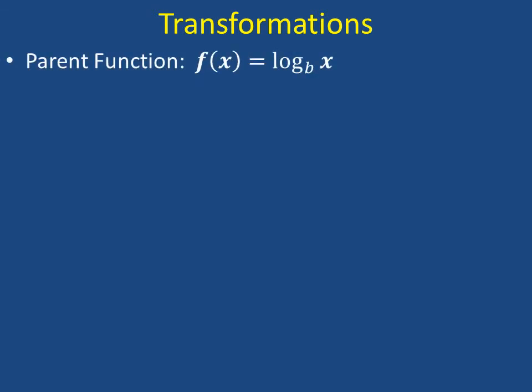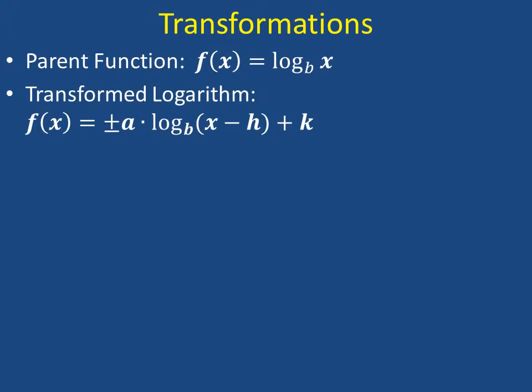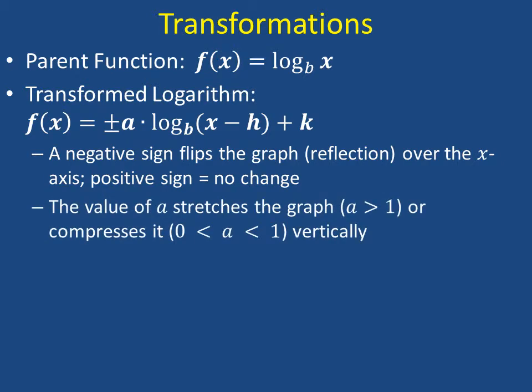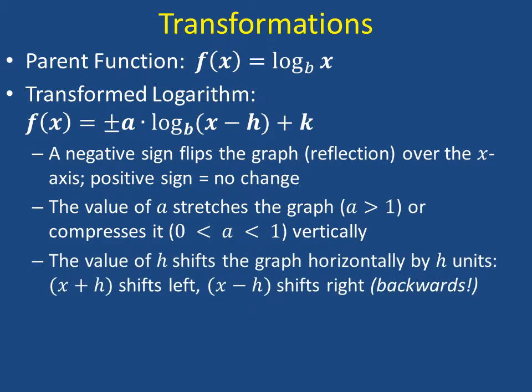If we start with the parent function, log to the base b of x, we can transform this as needed by doing one or more of the following things. If we change the sign out front, we're going to flip the graph over the x-axis. If there's no negative sign in front, then there's no change to the graph. It looks like the graph on the previous page. The value of a out in front of the log is going to stretch the graph if a is greater than 1, or compress it if a is between 0 and 1, and this stretches in the vertical direction.